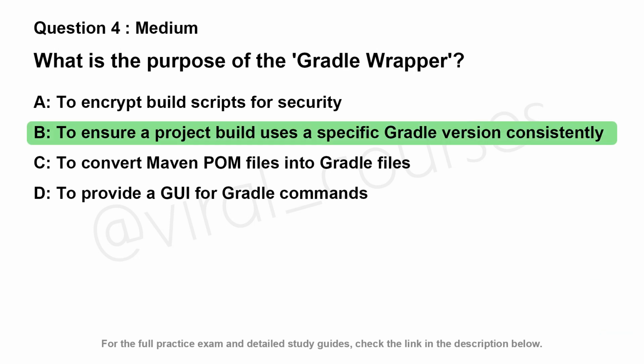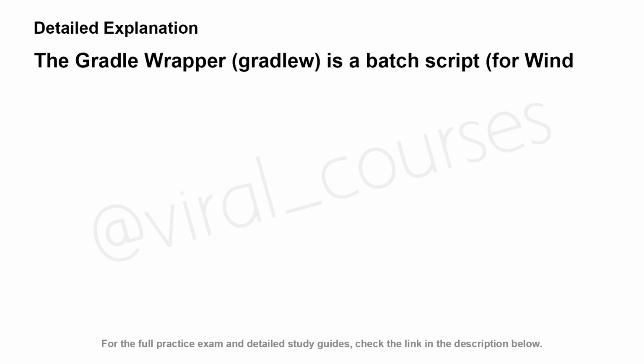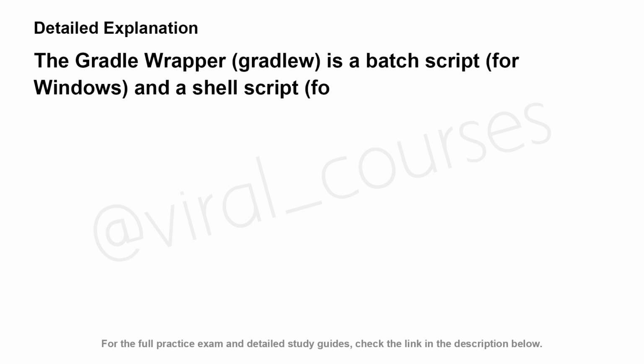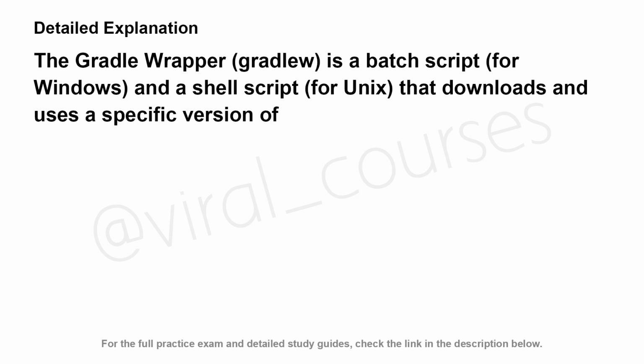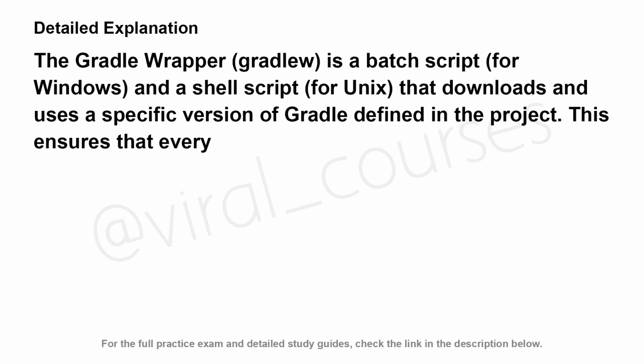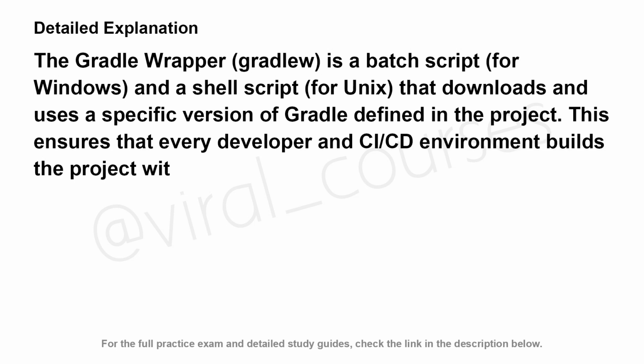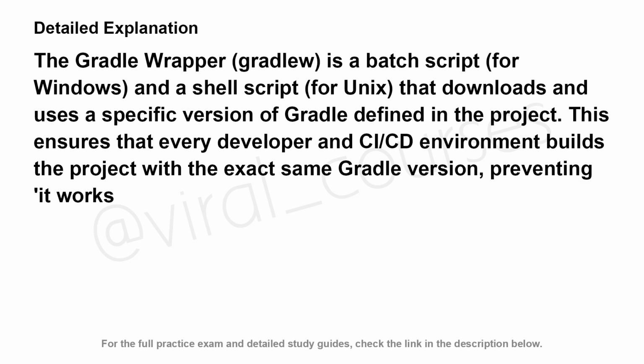The correct answer is B. The Gradle wrapper, gradlew, is a batch script for Windows and a shell script for Unix that downloads and uses a specific version of Gradle defined in the project. This ensures that every developer and CI environment builds the project with the exact same Gradle version, preventing "it works on my machine" issues.